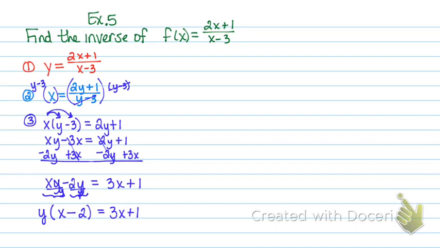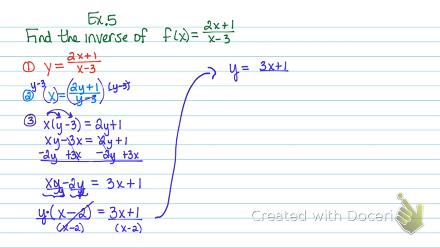Now, I want to get y by itself. What mathematical operation is happening between the y and that parenthesis? So if I want to get rid of that parenthesis, what am I going to do? I'm going to divide by the parenthesis. So we're going to divide both sides by the x minus 2 that's in parentheses. Those will cancel. And I'm going to bring this up here. So now we got y equals 3x plus 1 over, and I don't need the parentheses, so I'm just going to drop it, the x minus 2. And we solve for y.